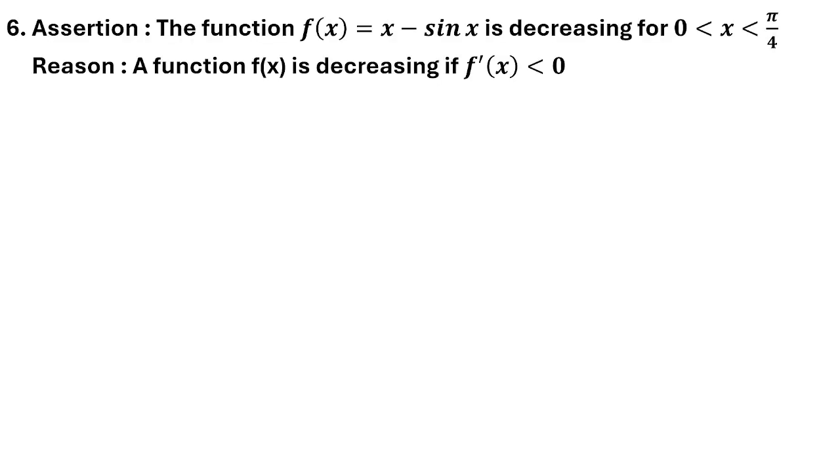Let us go to assertion and reasoning. Here, all of you know the technique. We have to check whether the assertion is true or false. Then we have to check whether the reason is true or false. Then we have to check whether the reason is the proof of the assertion.